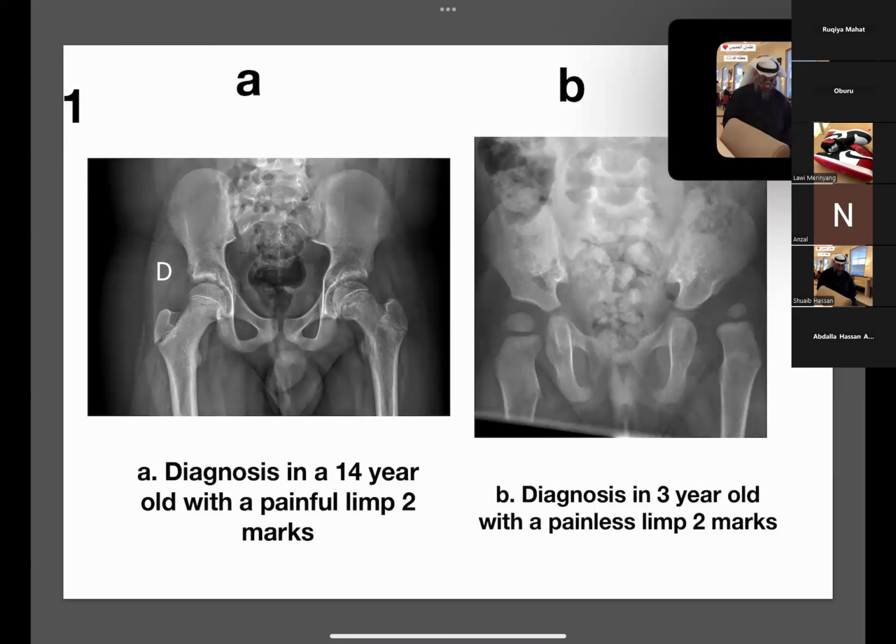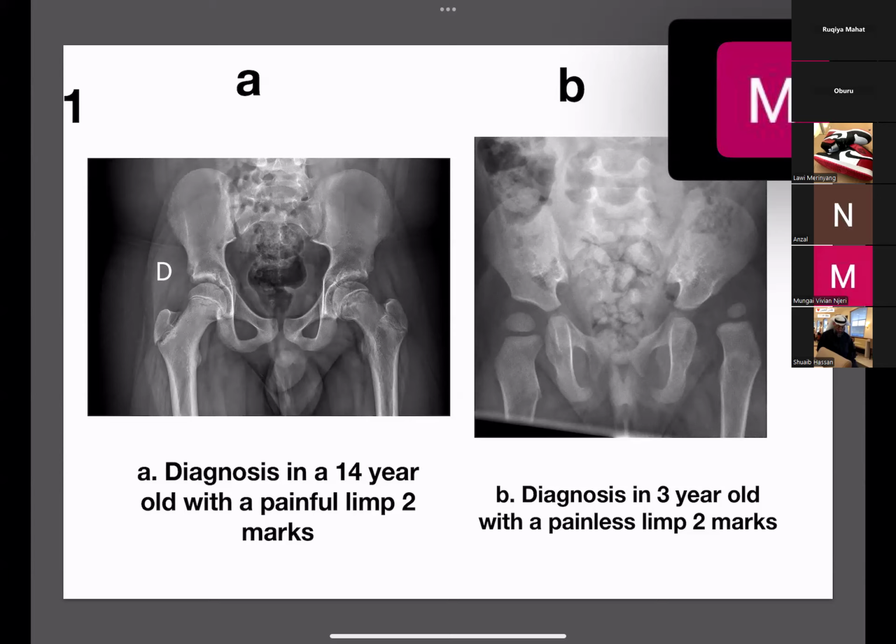What about the second one? That one is a bit more obvious. I can try. Go ahead. I think the second one is developmental dysplasia of the hip. Yeah, so the second one is developmental dysplasia of the hip.